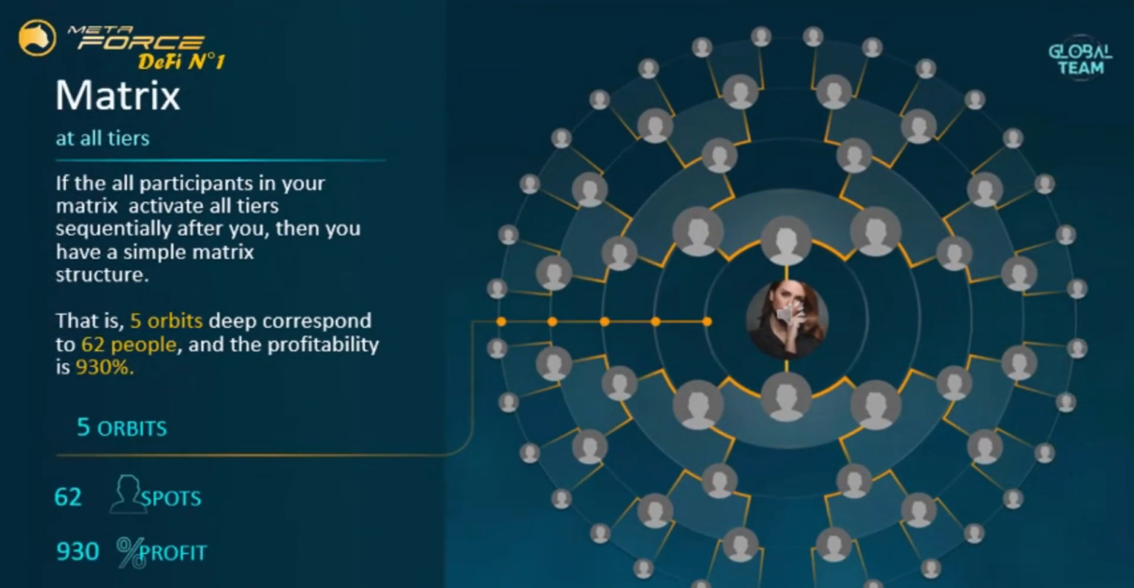Matrix. At all tiers, if all participants in your matrix activate all tiers sequentially after you, then you have a simple matrix structure. That is, 5 orbits deep corresponds to 62 people, and the profitability is 930%.